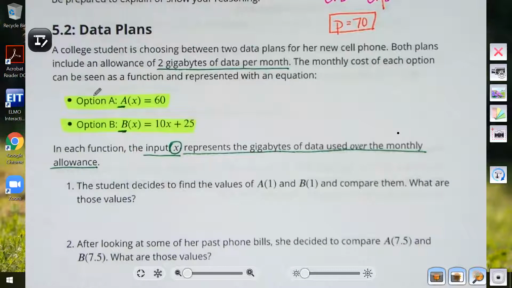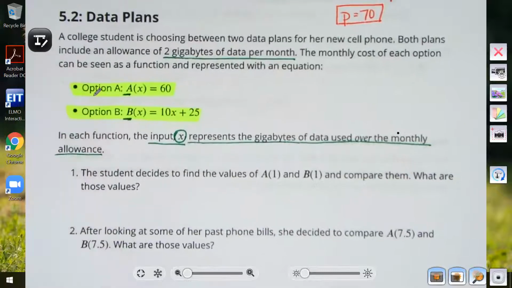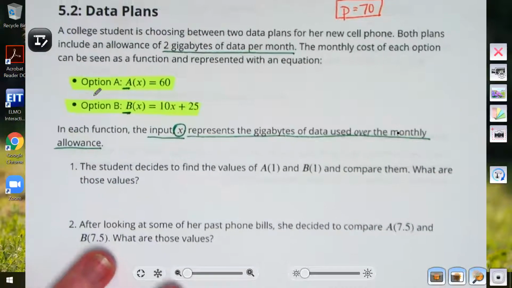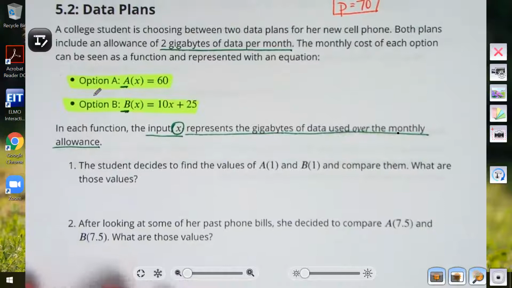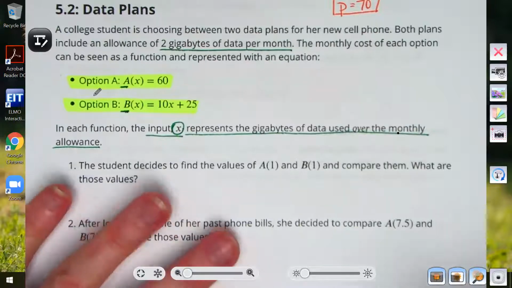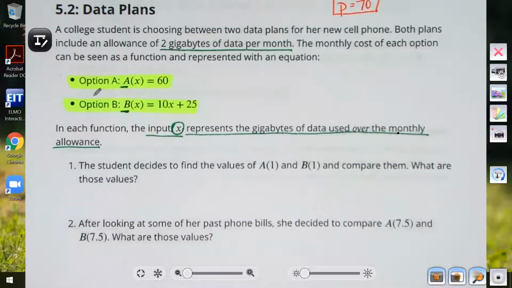3, because it's 1 over the original 2. Okay, so that's what the input represents. Now it says the student decides to find the values of A1 and B1 and compare them. What are those values? Okay, so this isn't really how you've seen it represented before, but we're going to break down what this question is asking.